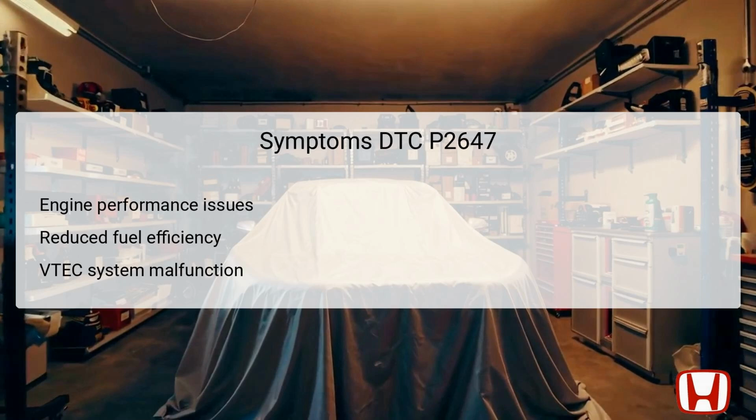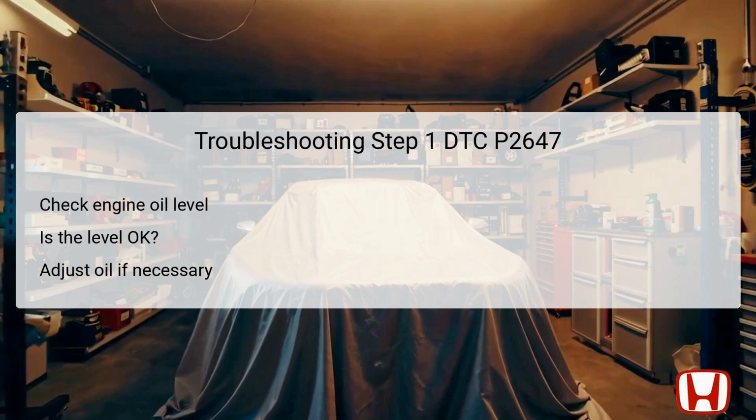The very first step in troubleshooting DTC P2647 is to check the engine oil level. It is crucial to confirm that the oil level is within the manufacturer's specified range. An insufficient oil level could lead to improper lubrication and cause greater issues with engine components, including failure of the rocker arm oil pressure switch.